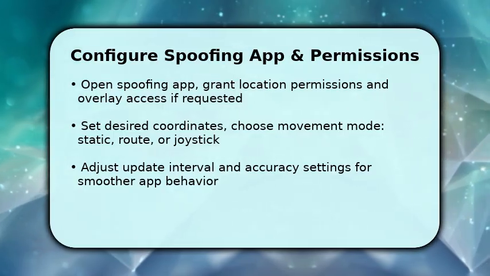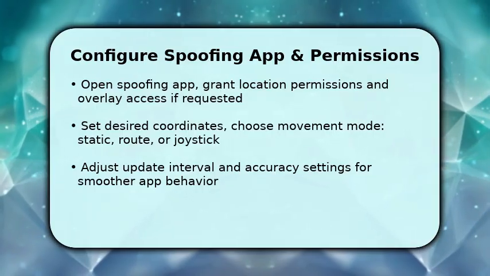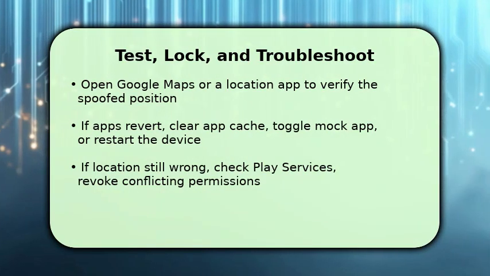Finally, validate the change by opening Maps or a geotagging app to see the spoofed position appear. This confirms the pipeline works.